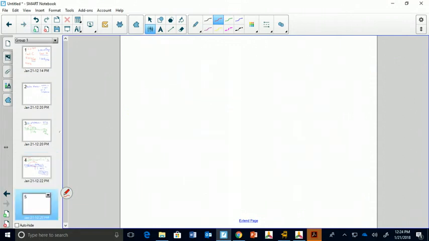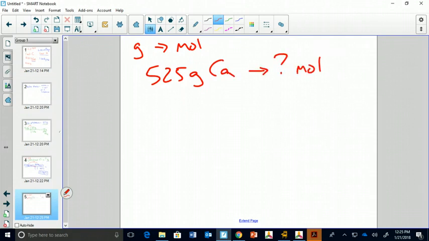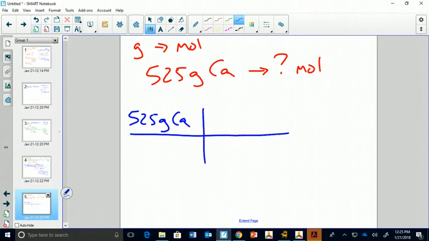We can do just the opposite. If I want to go from grams to moles, it'll be the exact same thing, using the same kind of numbers. So if I have 525 grams of calcium, and I want to know how many moles is that? Well, I'll do the same process. 525 grams of calcium. Notice I'm putting my units in the skeleton. Always the units from here go down. So this time grams of calcium will go on the bottom, and moles of calcium will go on the top.